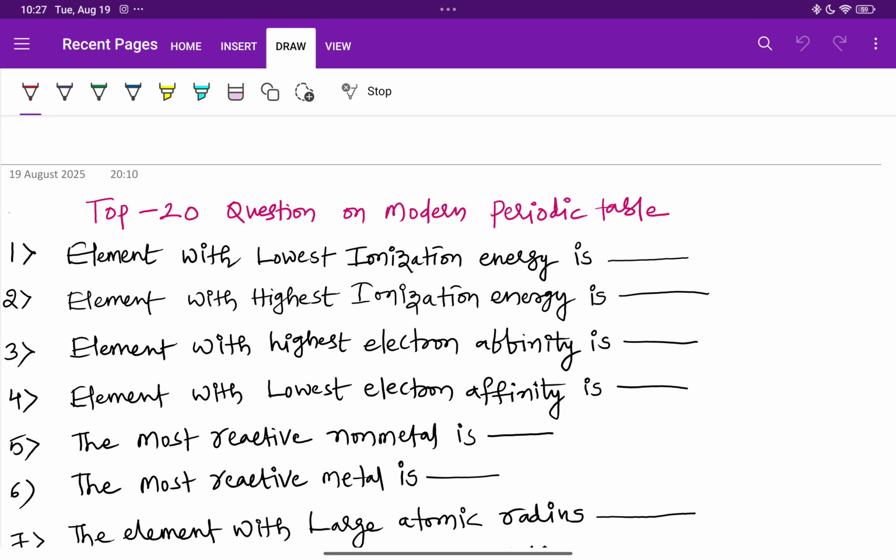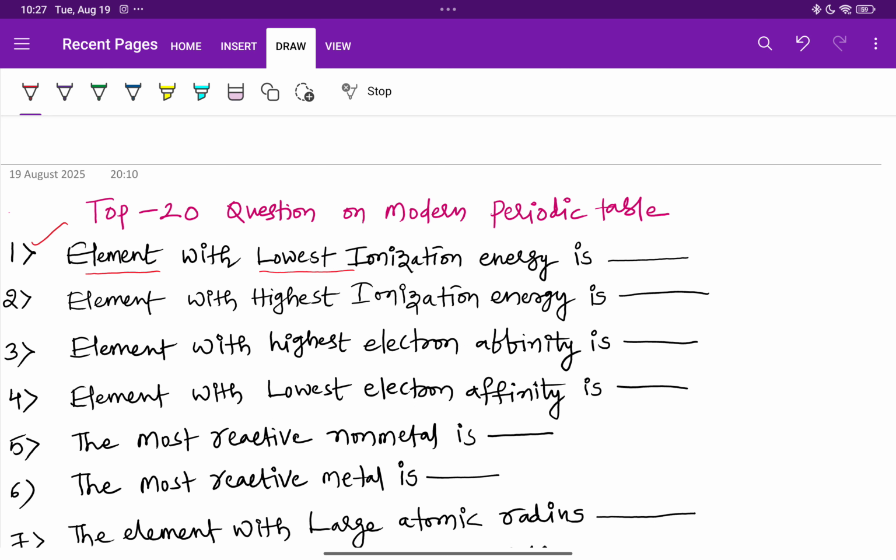So they are asking in the JEE entrance exams as well as the NEET exam. Simple questions they are asking, based on the modern periodic table especially. So those 20 questions we are going to check. First question.